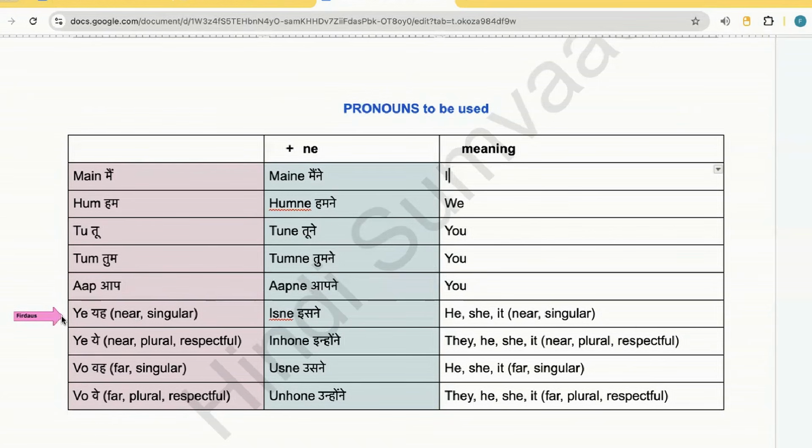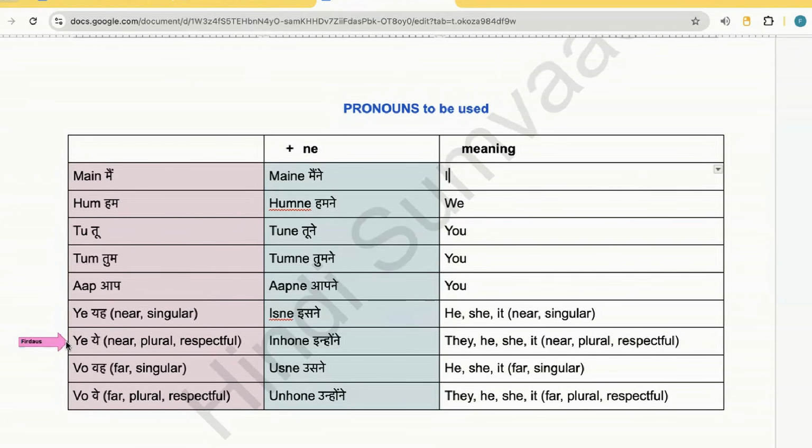Now coming to the third person, you have ye, isne. I'm only reading the Roman Hindi words. Ye and yah in Devanagari. I'm just reading the Roman Hindi words because I'm focusing only on spoken Hindi. So you have ye, isne. Ye changes to isne when you add ne to it. Both of them are used to say he, she, or it when that subject is near and is one in number.